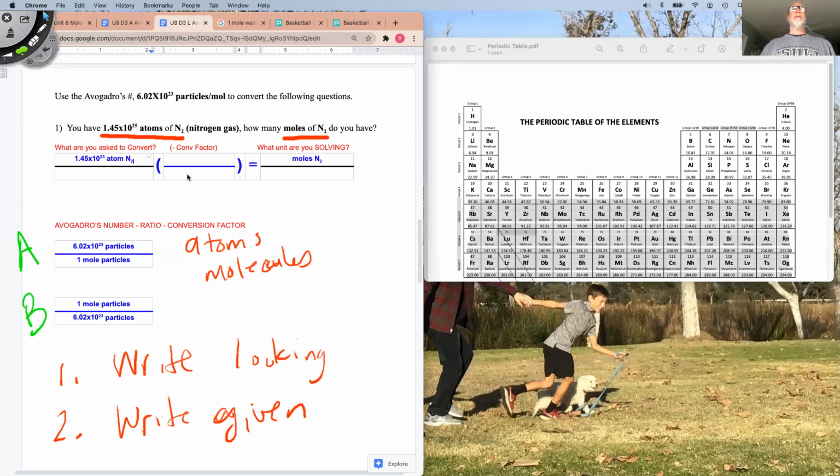So on this one, I'm just going to copy this. It's going to go a little faster, right? 6.02 times 10 to the 23rd. But I want to then write down atoms of N2.